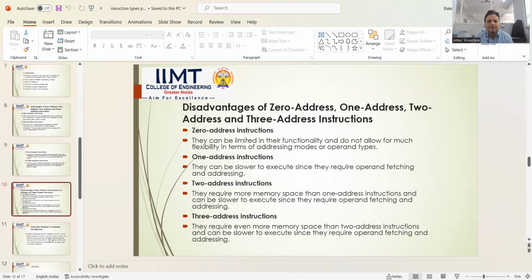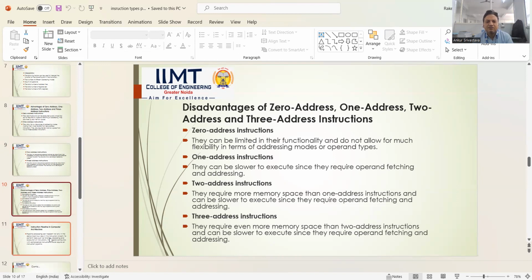It is similar. Now, what are the disadvantages when we are using 0 address, 1 address, 2 address, and 3 address instructions in the CPU? Now, first one is the 0 address instruction. They can be limited in their functionality and do not allow for much flexibility in terms of addressing modes or operand type. Why? Because they can hold only the stack operations.